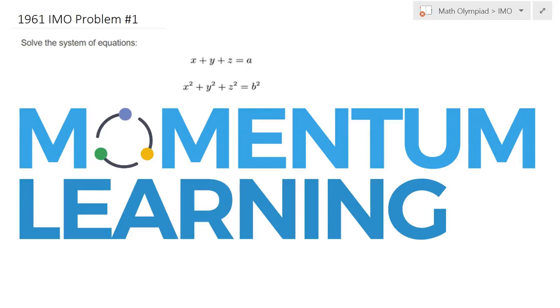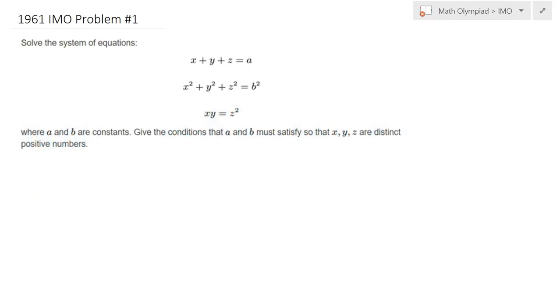This is 1961, IMO problem number 1. Here is a view of this problem. We're given a system of equations and we would like to solve for x, y, and z in terms of the parameters a and b.